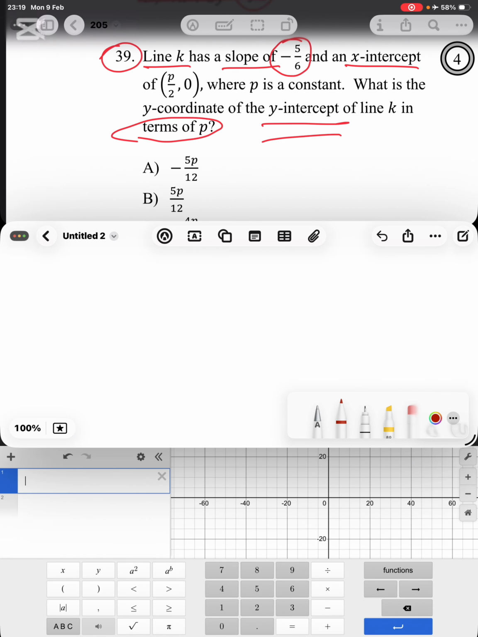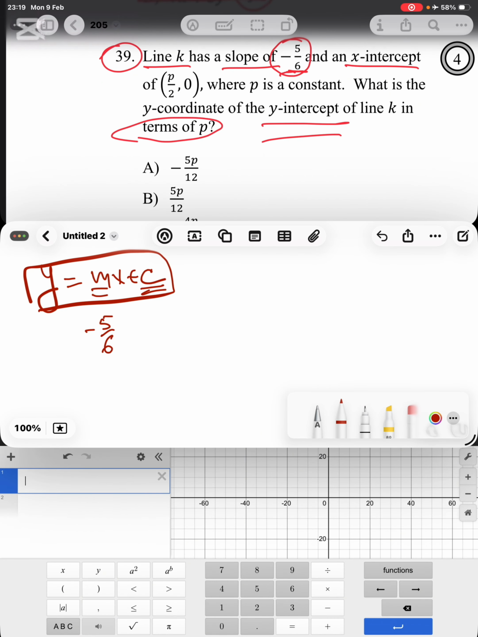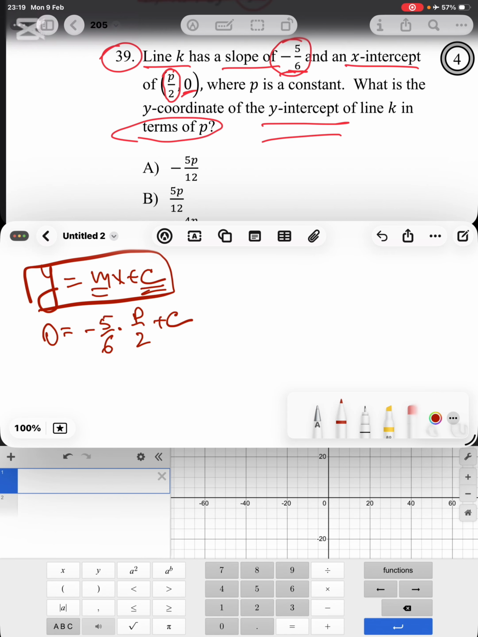So at first we have to create the equation of a line, which is going to be mx plus c, right? I hope you know what the slope of this expression is. M is going to be the slope and C is going to be the y-intercept. So for the slope, we have to insert minus 5 divided by 6 multiplied by the value of x, and for x we have to insert p divided by 2. Instead of y, we have to insert 0. Then we have to find the value of c.